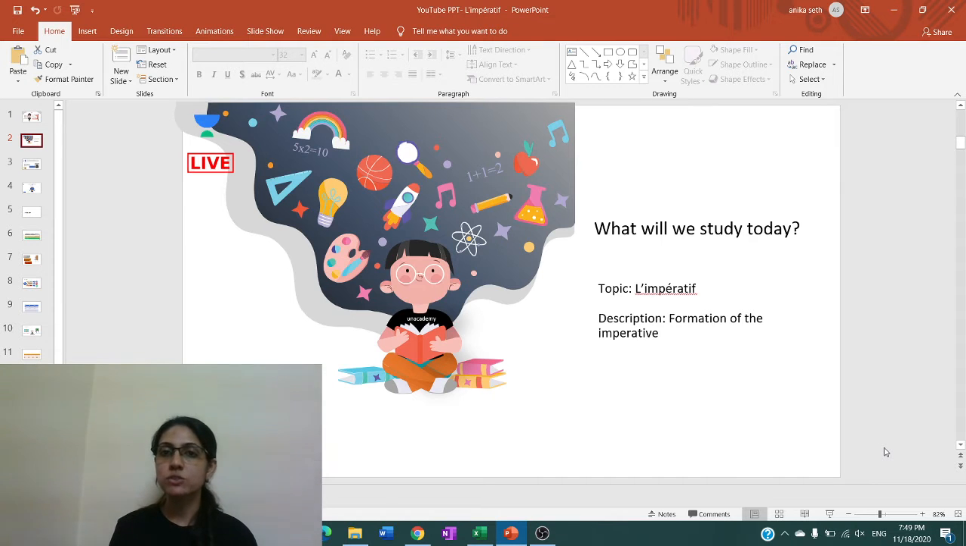Now, starting with today's topic, that is l'impératif, formation of the imperative tense, usage of the imperative tense, all those things we would be doing over here in today's session.